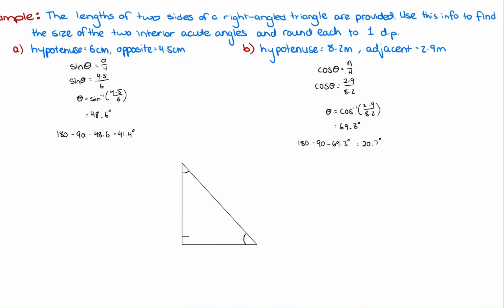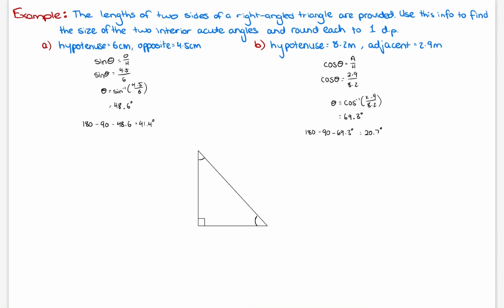Now we've just achieved exactly what the question's asked. It says use this information to find the two interior acute angles. If we've got this one here and this one here, we've found those acute angles. As long as you've got two angles less than 90 degrees, you've done your job. It says round each to one decimal place, and we've ticked that off as well. Once you've done that, you've achieved what the question's asked.